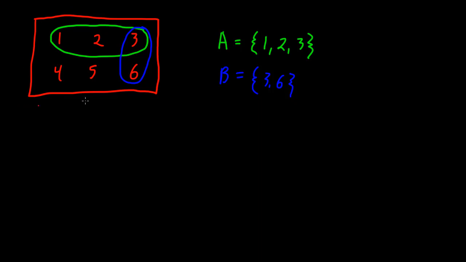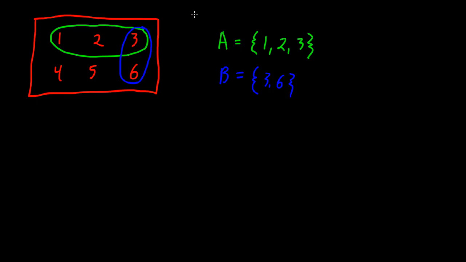So we have our Venn diagram here, our rectangle, with our different sample points in our sample space. And then we have two different events. We have event A, where if we roll a 1, 2, or 3, we're satisfying event A. Then we're going to have event B, where if we roll a 3 or a 6, we're satisfying event B. So event A is this green circle inside our Venn diagram, and event B is this blue circle inside of our Venn diagram.